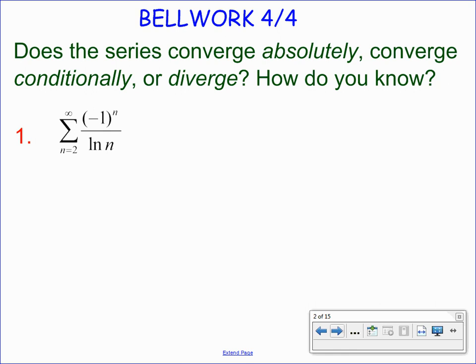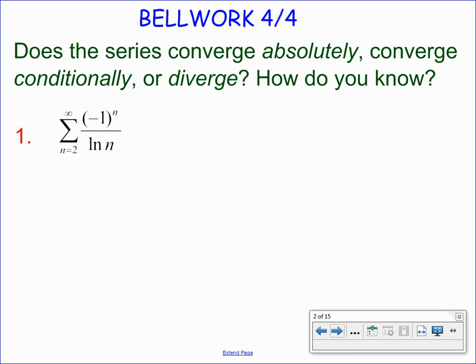So, when we're asked about absolute versus conditional convergence, I like to consider the absolute scenario first. That way, if it does converge absolutely, I'm done. I know that it converges. If it doesn't converge absolutely, then I'll go on and see if it converges conditionally. So let's go ahead and take a look at our first one.